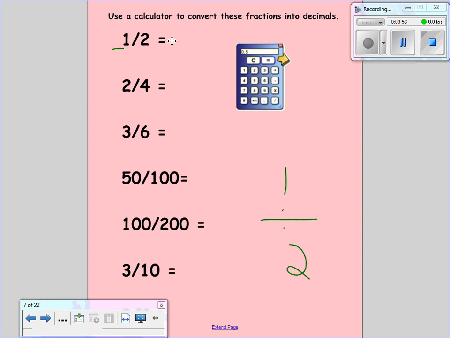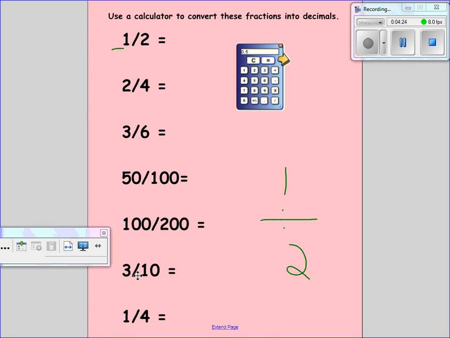This next one, 2/4. How would I do this? 2 divided by 4 equals 0.5. The reason why I'm not writing this down, kids, is I had to go back to my desk in order to use the calculator, okay? This next one right here is 3 divided by 6 equals 0.5. Are all these equaling 0.5? Yeah, because take a look. They all are half. 50 is half of 100. 100 is half of 200.